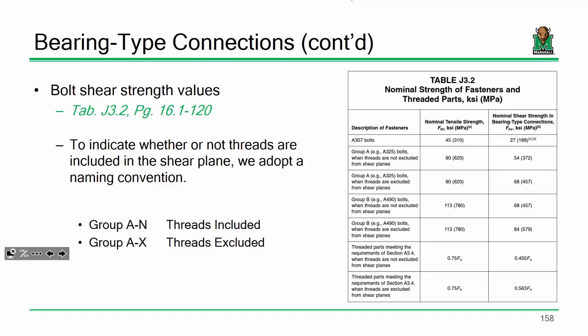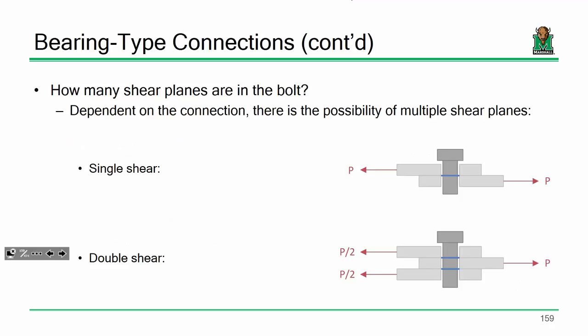Okay. Now, whether or not the threads are included or excluded is important. Here's another thing that's also important, and that's whether or not we're dealing with a situation of single shear or a situation of double shear.